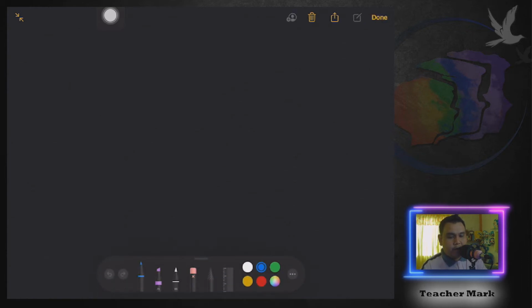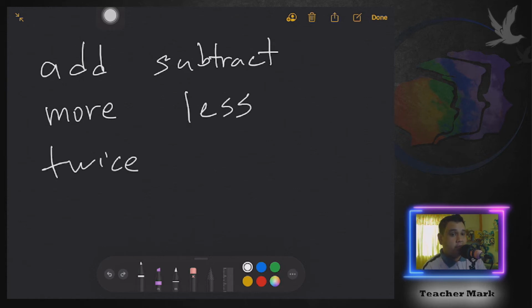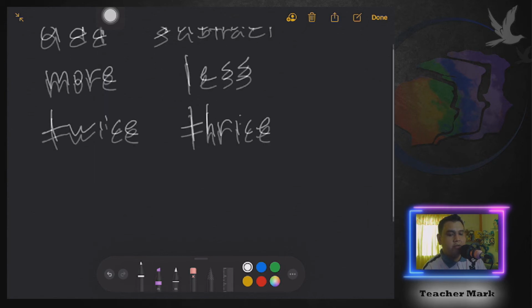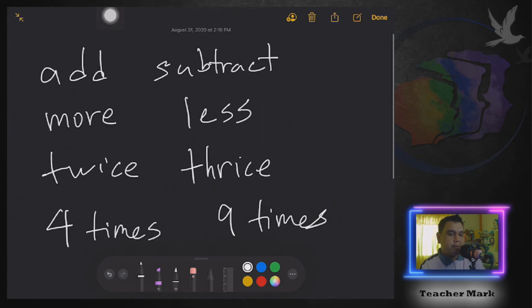In this topic, we are going to learn some terms such as add, subtract. We also have more, less, twice, and even thrice. Or even a certain number such as 4 times or 9 times. So these are the basic terms that you have to be familiar with when dealing with a linear equation, because these will be used in some of your activities in which you have to figure out how to answer it. You need your basic English skills here.